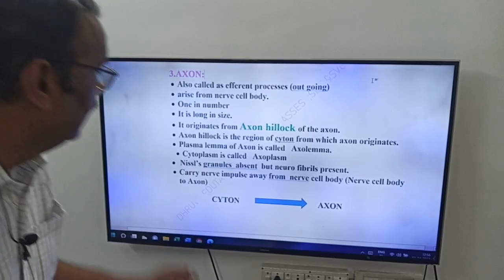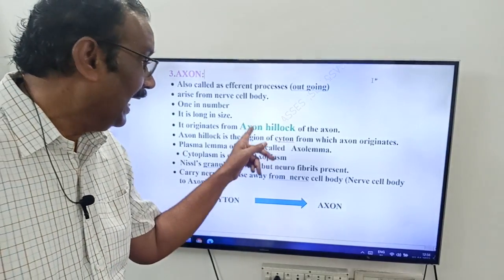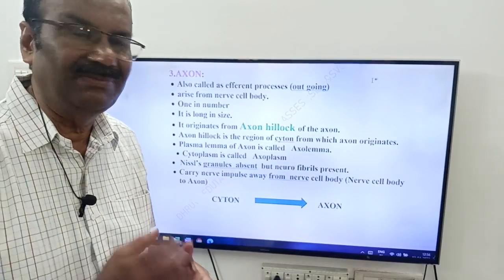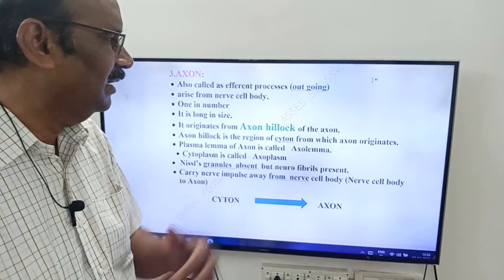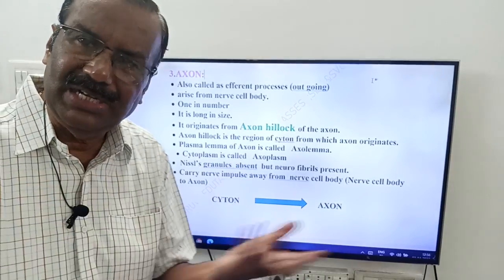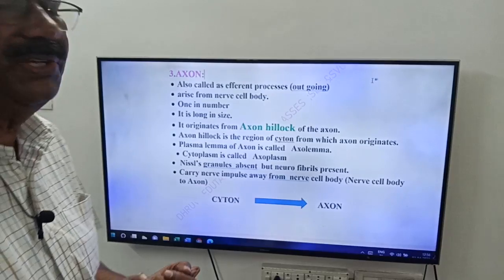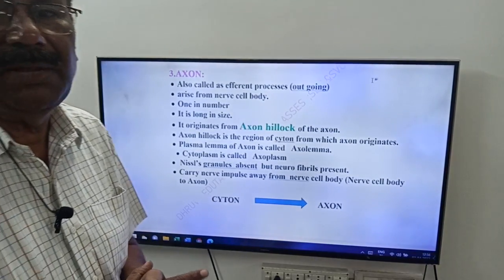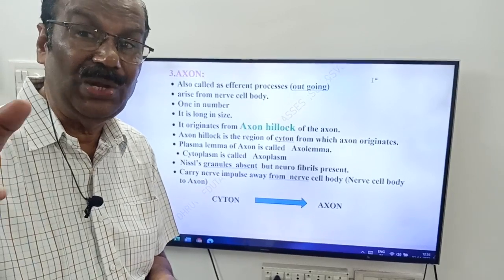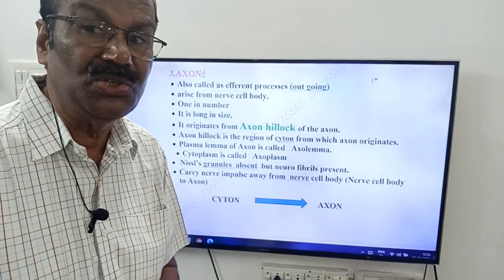Friends, an axon originates from the axon hillock. The axon hillock is the region of the cyton from which the axon originates. The plasmalemma of the axon is called the axolemma. The cytoplasm of the axon is called axoplasm.